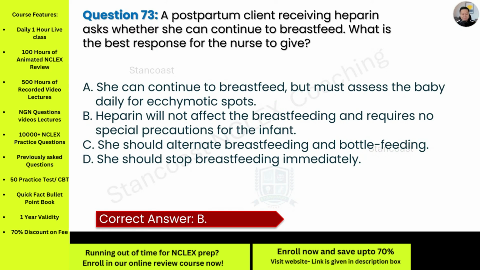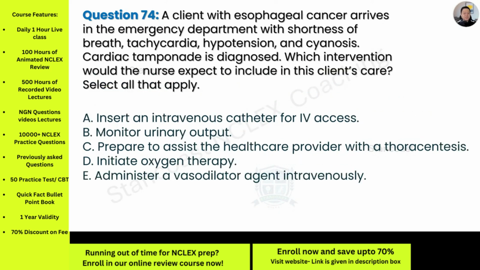Alrighty, let's have number 74. A client with esophageal cancer arrives in the emergency department with shortness of breath, tachycardia, hypotension, and cyanosis. Cardiac tamponade is diagnosed. Which intervention would the nurse expect to include in this client's care? Select all that apply. A. Insert an intravenous catheter for IV access. B. Monitor urinary output. C. Prepare to assist the healthcare provider with a thoracentesis. D. Initiate oxygen therapy. And E. Administer a vasodilator agent IV.